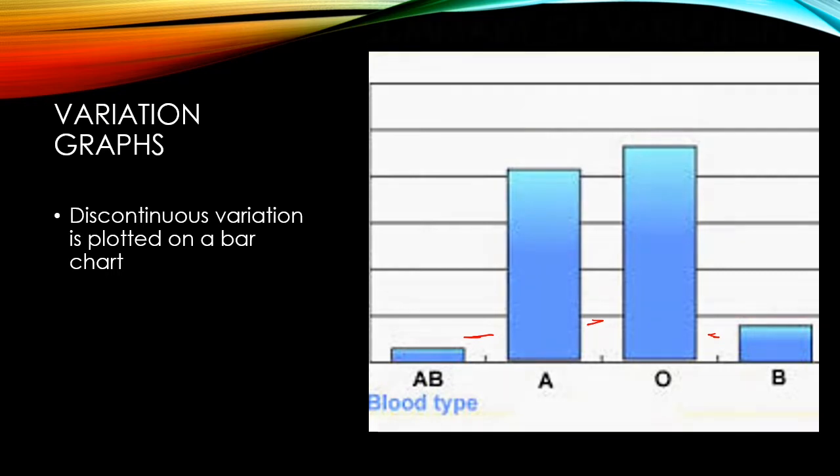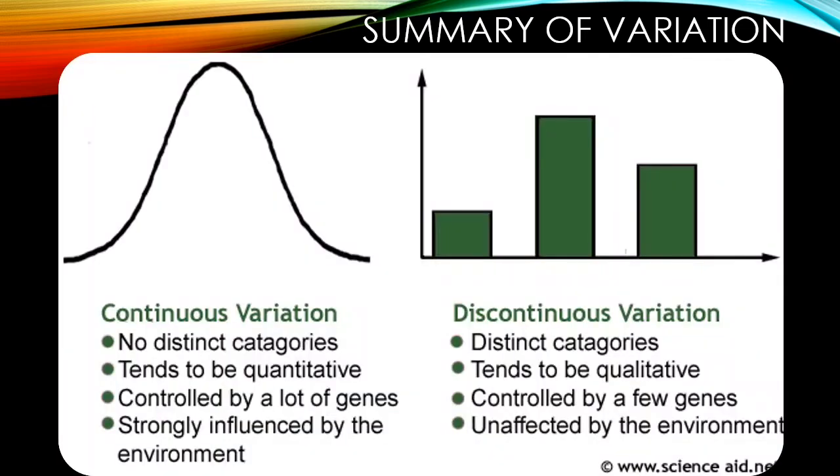Now, what we have here is a wee diagram, and if you have a look at a few examples here, for continuous variation, we say there are no distinct categories. It tends to be quantitative, which basically means that you have a number with it. So somebody might be, say, 153 centimeters tall, or it can be some kind of number with it. It's controlled by a lot of genes. There's not normally just one gene which determines your height, for example. There are lots of different genes. I'll come back to what I mean by genes in a minute, but it's controlled by a lot of different genes and strongly influenced by the environment.